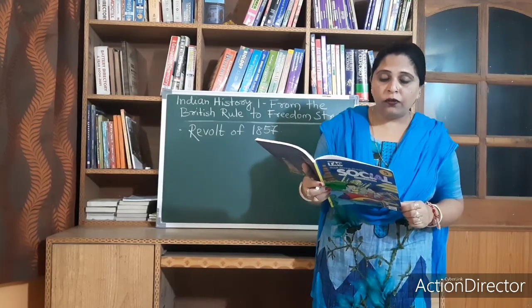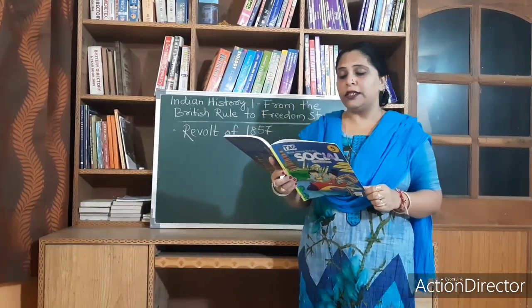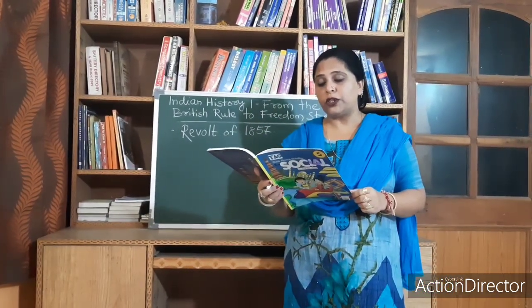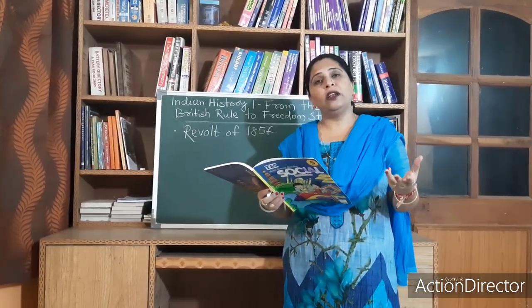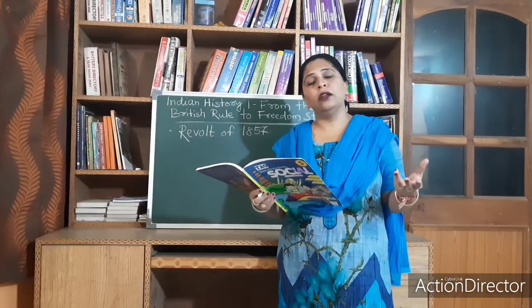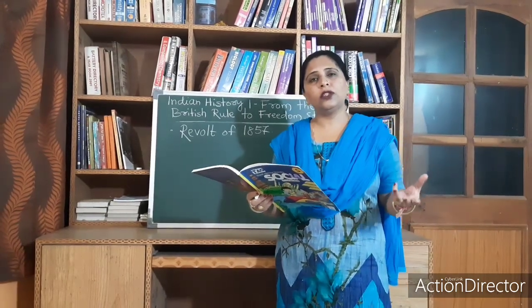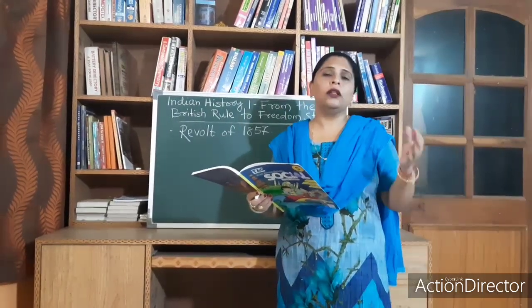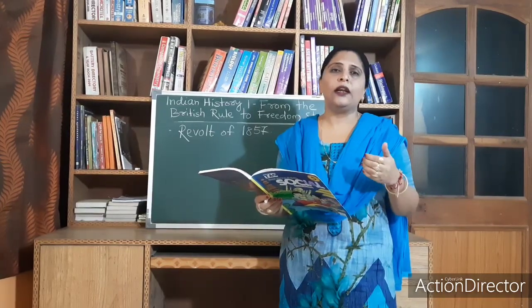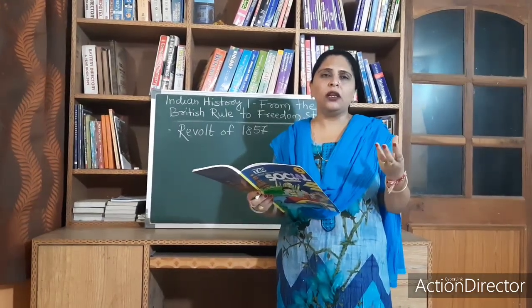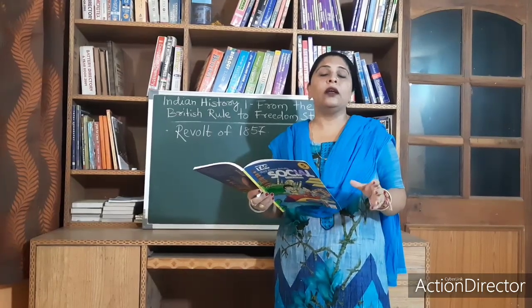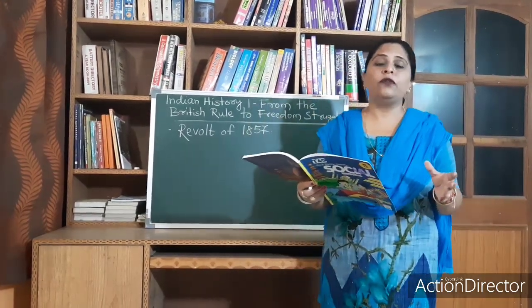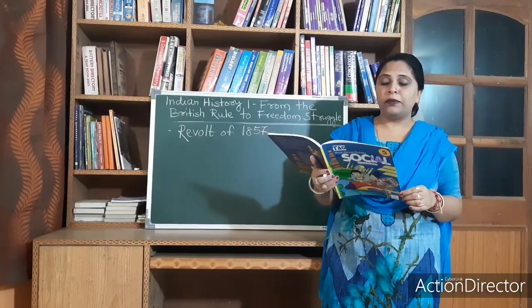The raw material was purchased from the farmer at very low rates, and the finished products were sold in the European market at higher prices. So the raw material like cotton, silk, spices, iron ore and everything was taken from India at very low, menial cost and exported to their country, and from there finished products were made and sold at much higher prices.